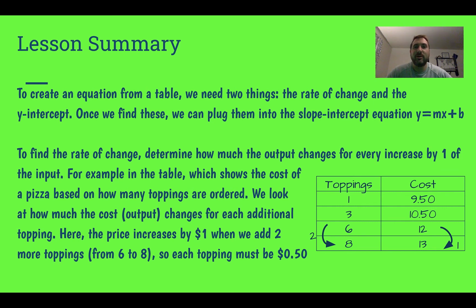Here, for example, we have a cost of a pizza for how many toppings we ordered. I chose the easy numbers, so I noticed that 12 to 13 went up by $1, but that meant after I added 2 more toppings. So 2 toppings was $1, which means each topping had to have been 50 cents. That is our rate of change. The cost is going up by 50 cents for each topping that we add.